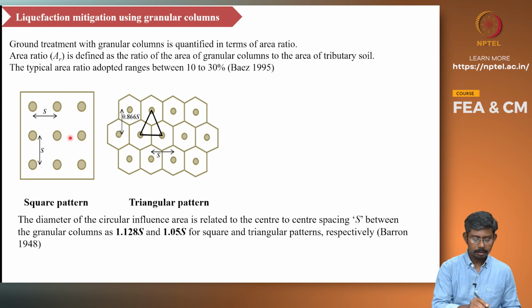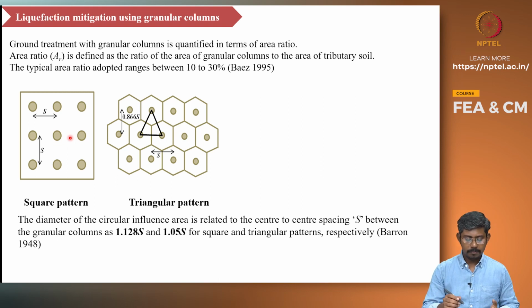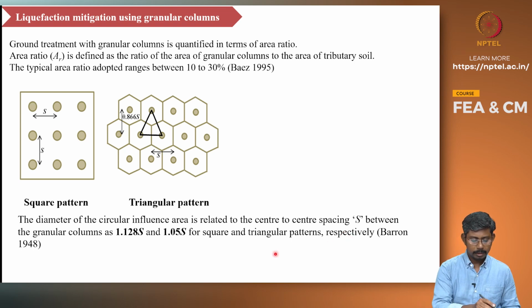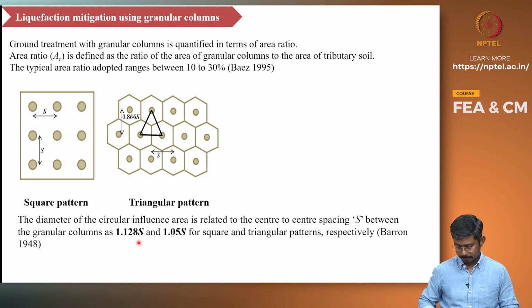So the efficiency of the columns depends on the influence area of these columns. So it depends on the diameter of the columns as well as the spacing. So here the effective diameter of the square pattern columns is 1.128 s, and for triangular pattern it is 1.05 s. s is the spacing between the columns.